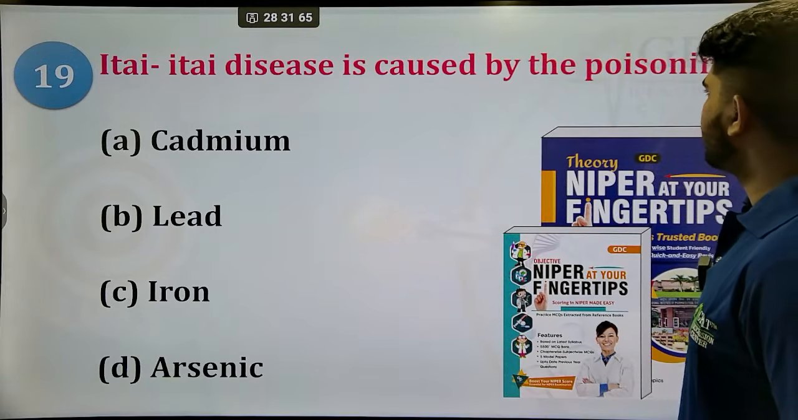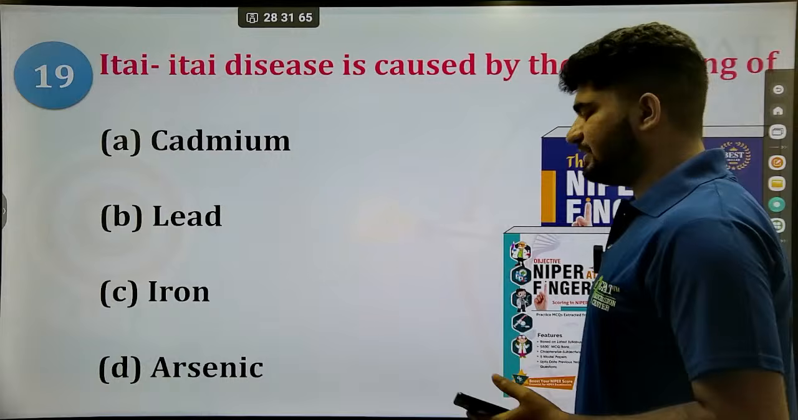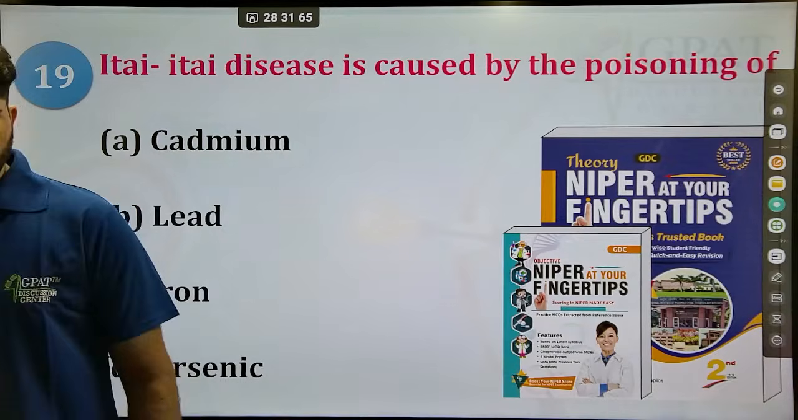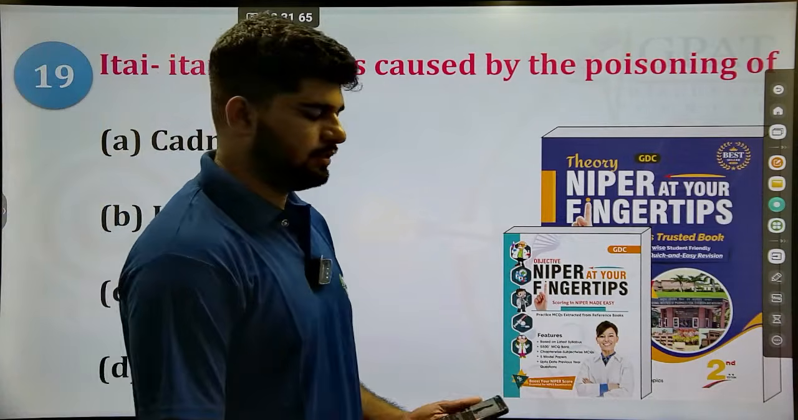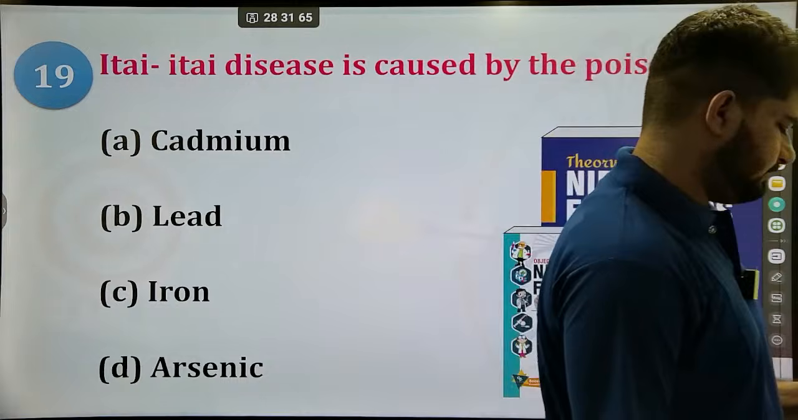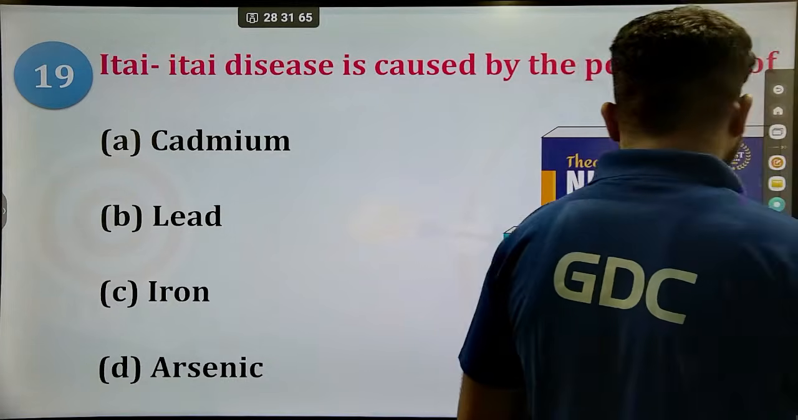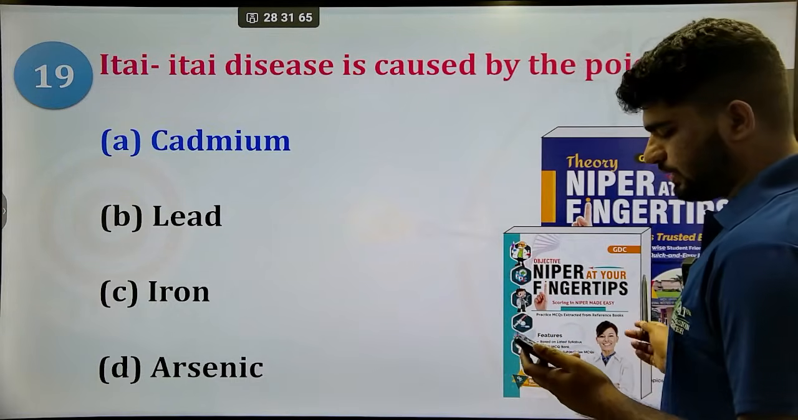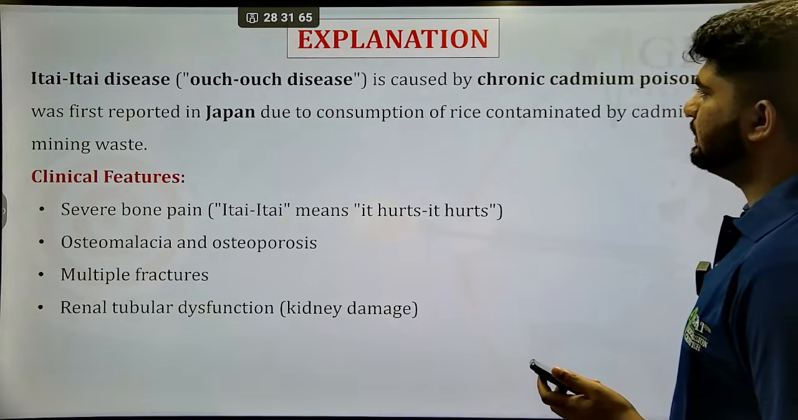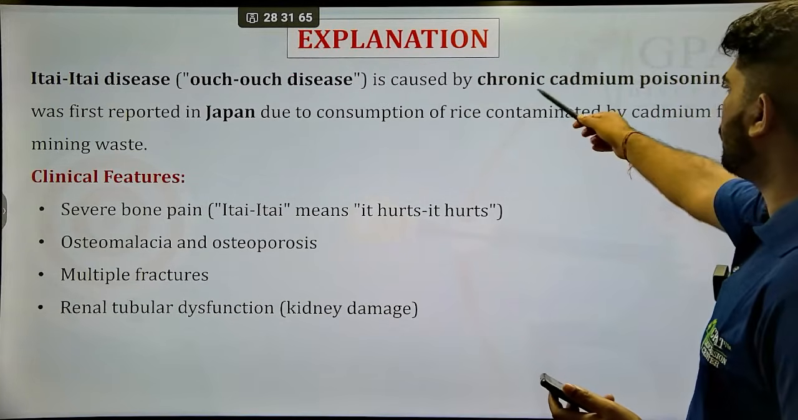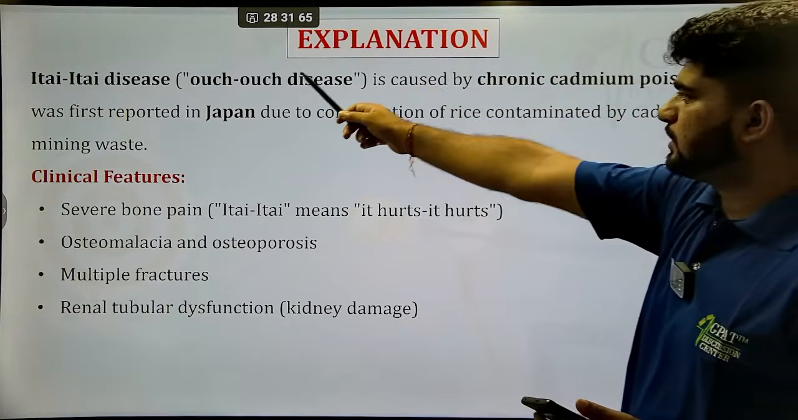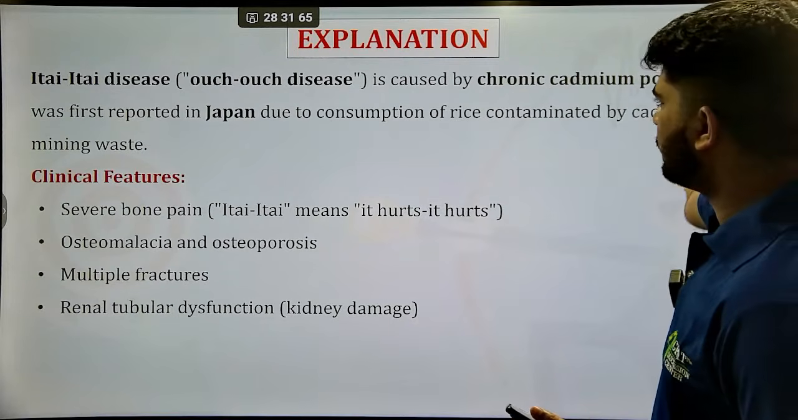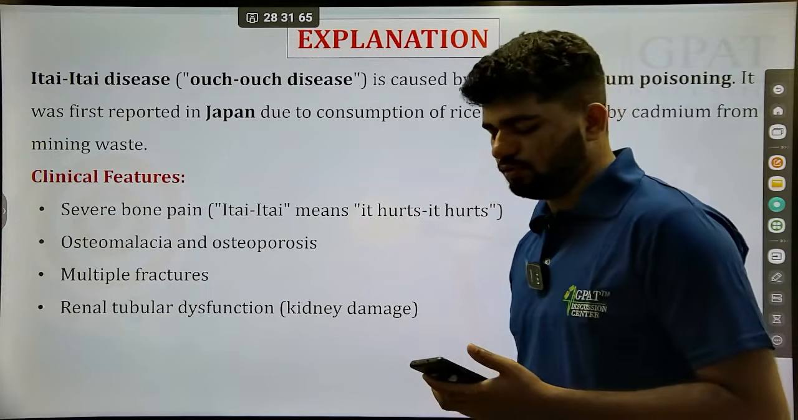Itai-itai disease is caused by the poisoning of what? Cadmium, lead, iron, or arsenic. Simple. That is your cadmium only, right? Itai-itai disease is caused by chronic cadmium poisoning. It was first reported in Japan due to the consumption of rice contaminated by cadmium from mining waste. That you have to remember.